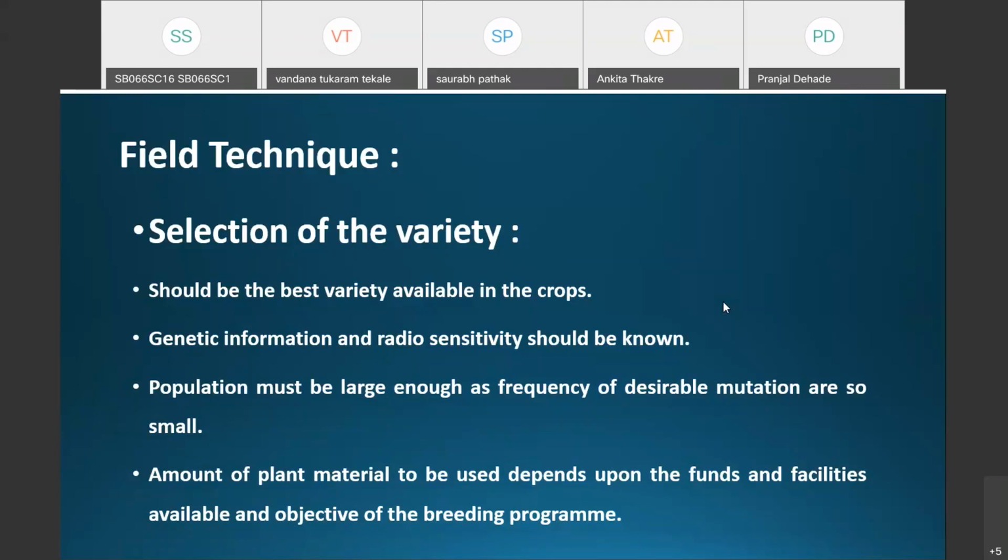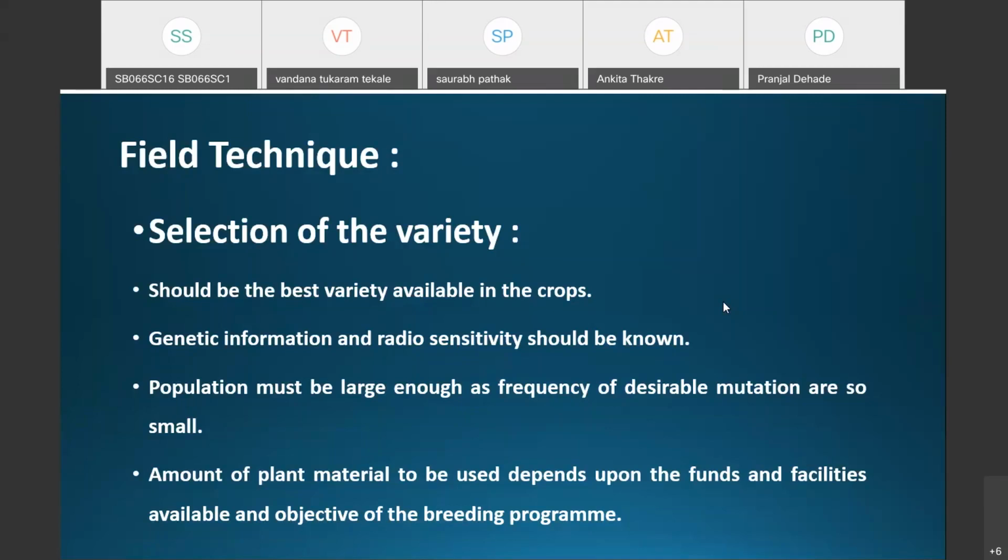Mutagens are nothing but certain types of substances which are used to induce mutations, and these are called mutagens. Mutagens are classified into two groups. The first one is the radiations, and the second one is the chemical mutagens.